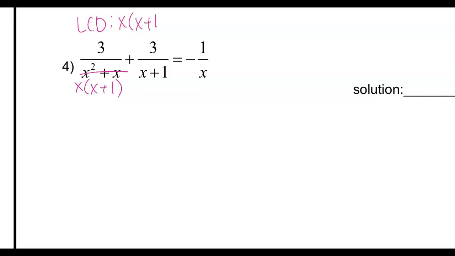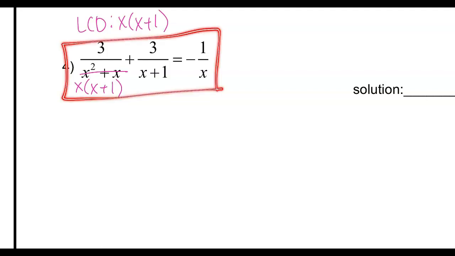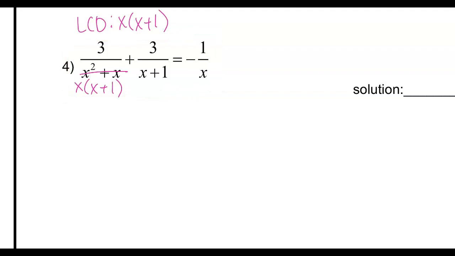X times x plus 1. Perfect. So I'm going to take that x times x plus 1, and I'm going to multiply it by this entire equation. I'm telling you now, laziness is not your friend today, guys. If you're not willing to rewrite it, you're going to be really miserable when it comes to your homework.